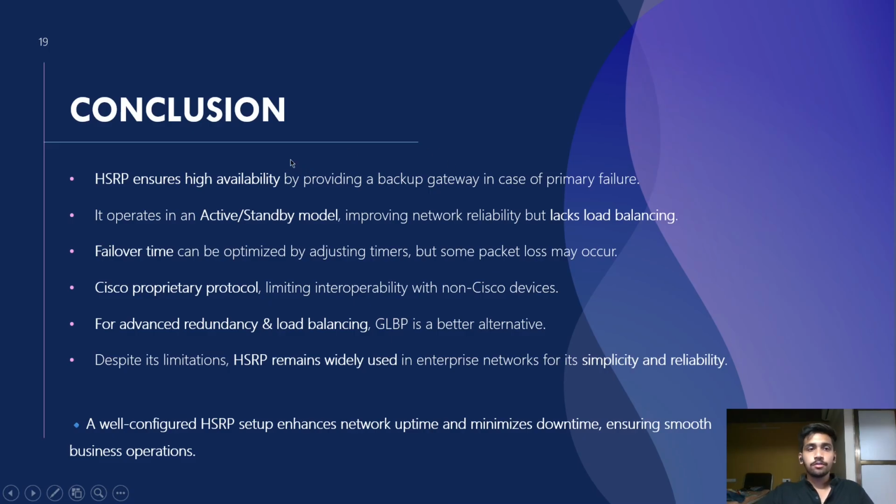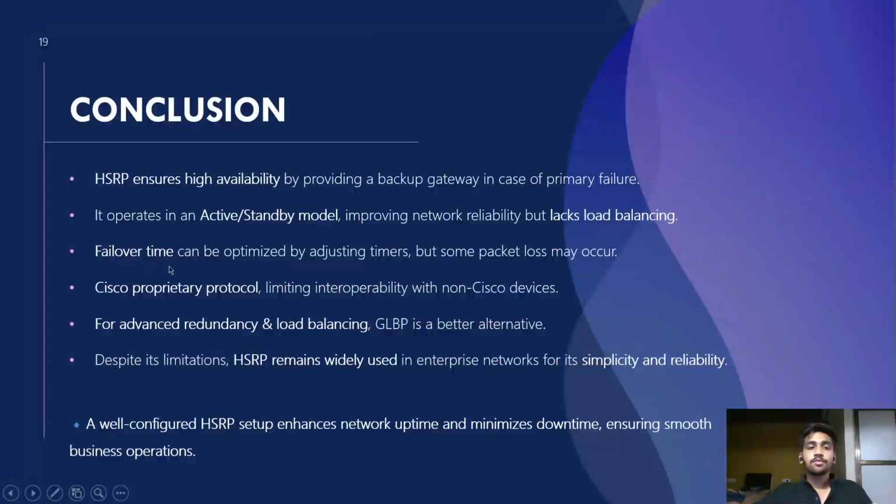In the conclusion of the video, we can say that HSRP ensures high availability by providing a backup gateway in case of primary failure. The second point is that it operates in the active and standby model. As in the demonstration using Cisco Packet Tracer, we saw that the router goes from active to standby and standby to active, which helps in improving network reliability but lacks load balancing.